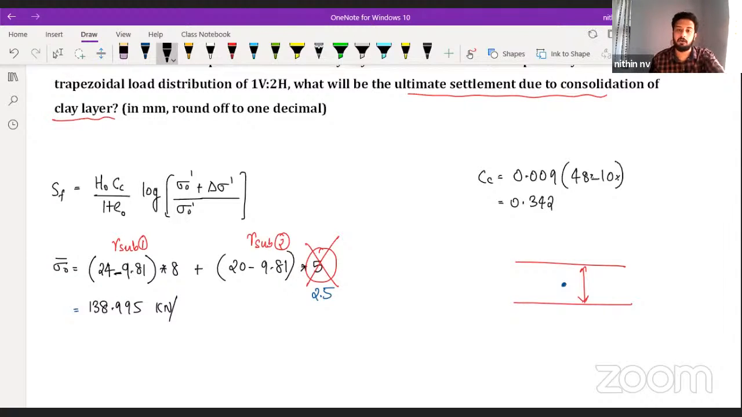Which unit? All the things are in kilonewton per meter cube. So multiply with meter means meter square. How can I calculate the change in effective stress? Okay, thank you. How can we check the change in effective stress?